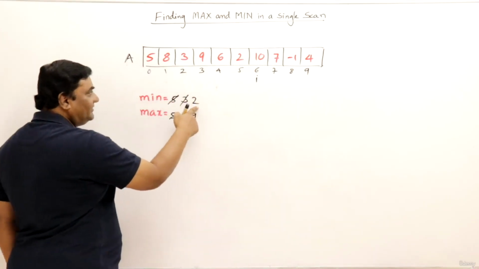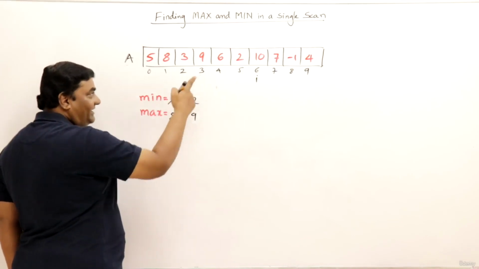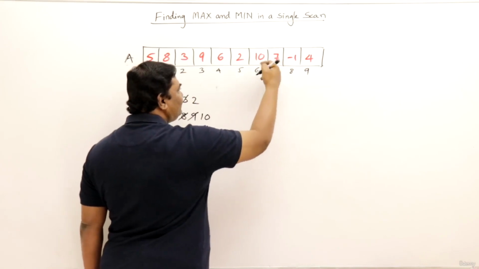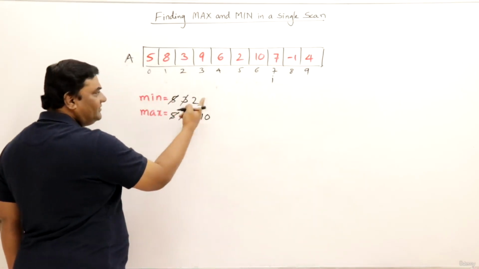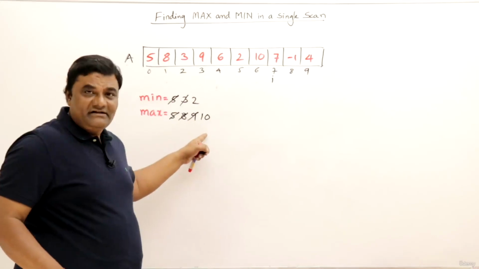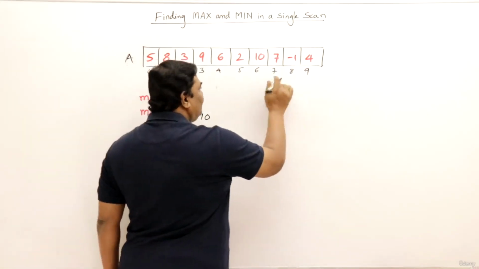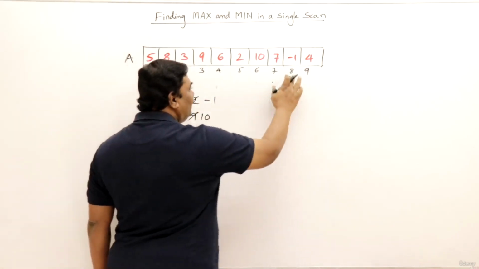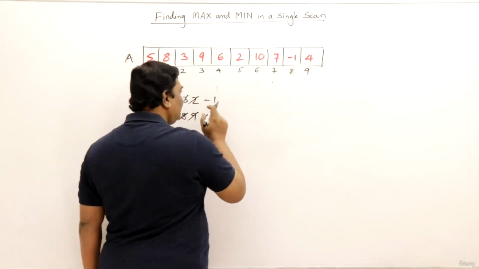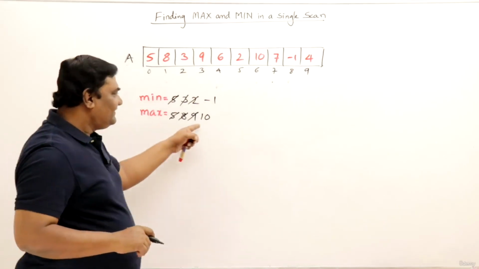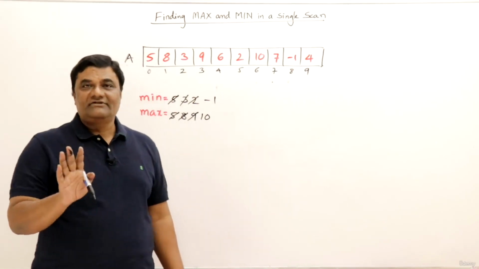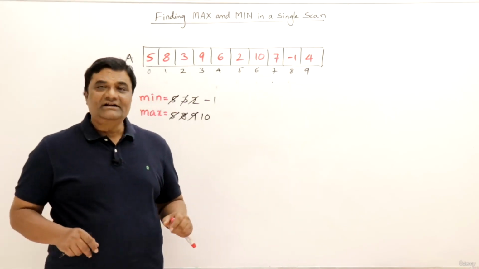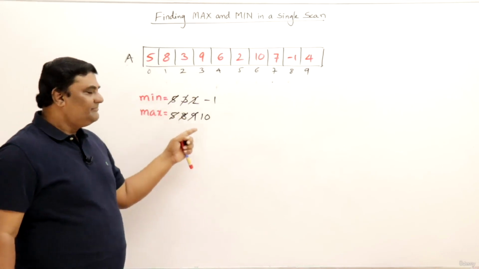The next element, 10. Is it smaller than min? No. Then check, is it greater than max? 10 is greater than 9. Yes. Modify it. Then 7. Is it less than min? No. Check then, is it greater than 10? No. Then go to the next element. Is it smaller than min? Yes, -1. Modify min to -1. Then next, this one. Is it smaller than min? No. Check, is it greater than max? No. So I have executed the procedure on the entire list, and we found the minimum as well as maximum element.